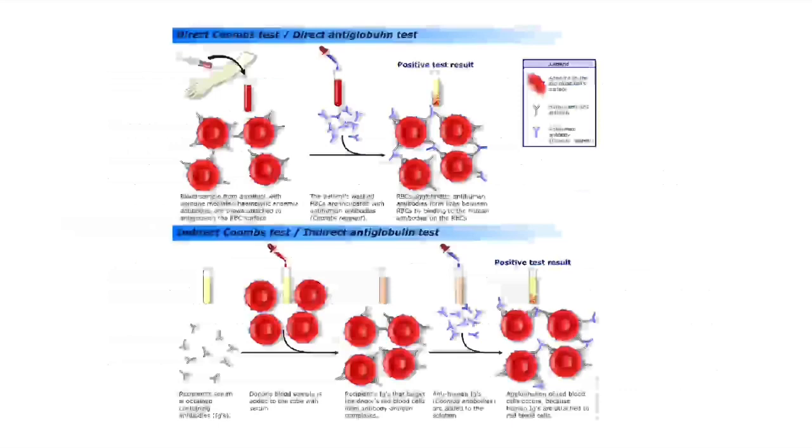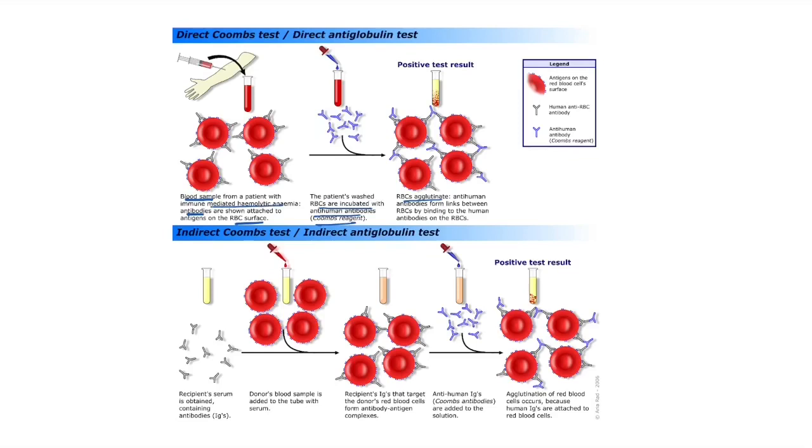This picture explains both direct and indirect Coombs test. A blood sample from a patient with immune mediated hemolytic anemia is taken, that is it will have antibodies on the RBC surface. We take the patient's RBCs and incubate them with anti-human antibodies, that is Coombs reagent. Then if the test is positive, the RBCs agglutinate. In this case, the test will be positive because it is a case of immune mediated hemolytic anemia.